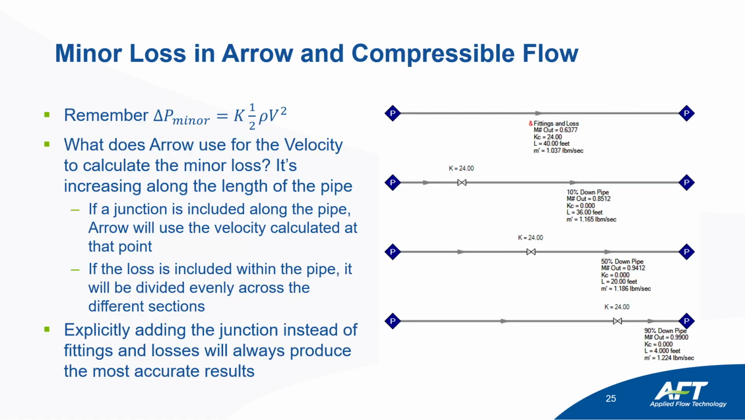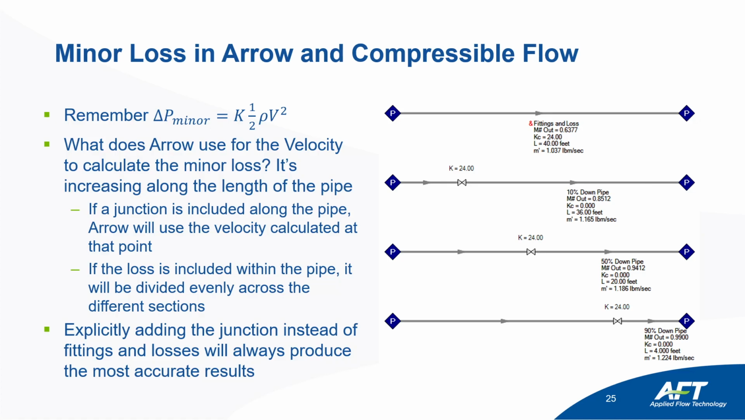So what could be some issues here? Let's talk about minor losses in Aero and compressible flow. We need to remember that the minor losses are calculated by the velocity. It is proportional to that dynamic pressure, that velocity component. So what does Aero use for the velocity to calculate the minor loss? We know that the velocity is increasing along the pipe, so which is it going to use? It depends on how you set up your problem.